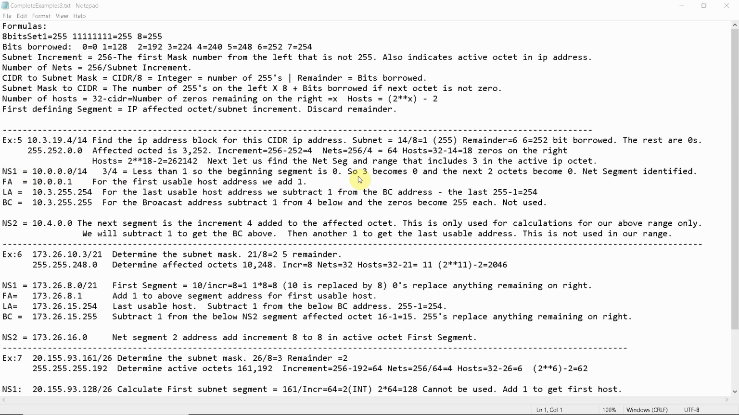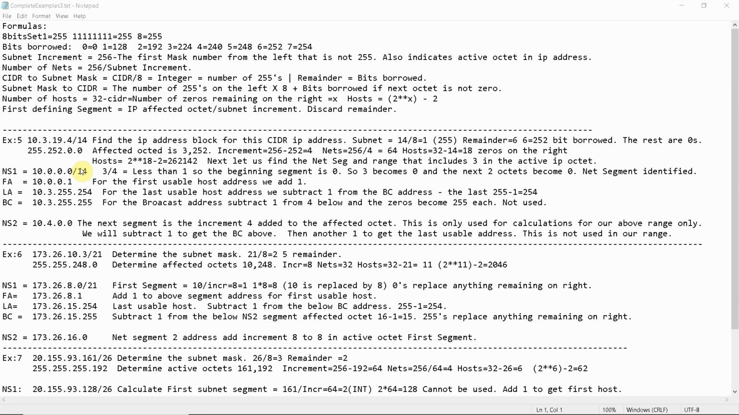So 3 becomes 0, and the next 2 octets become 0. Net segment identified. That's it right there. This is going to represent our block we're doing right now. Let's find the next block beginning, so the end of our range.